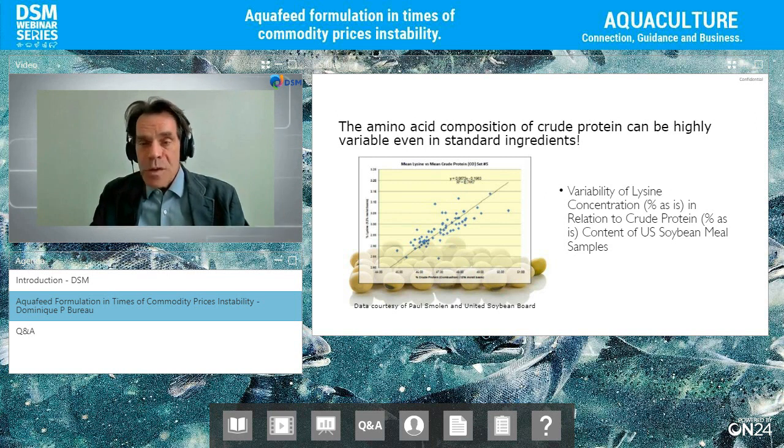So if you're using 10% or 20% of a certain soybean meal and you're replacing it with a cheaper one, well, on a crude protein basis, it may not have any impact, but on a nutrient basis, it may have impact. So you really have to go deeper in your characterization. You cannot simply limit yourself to proximate analyses.